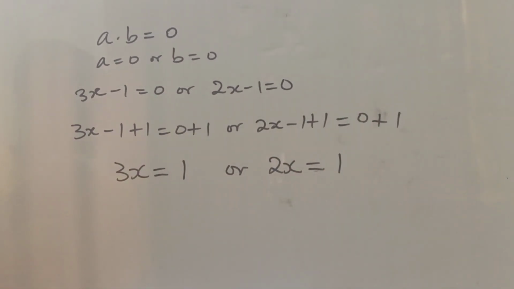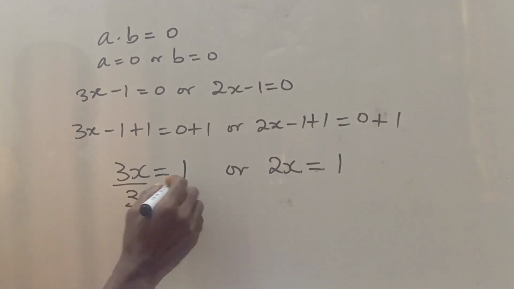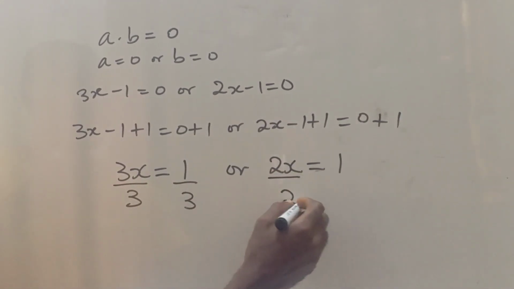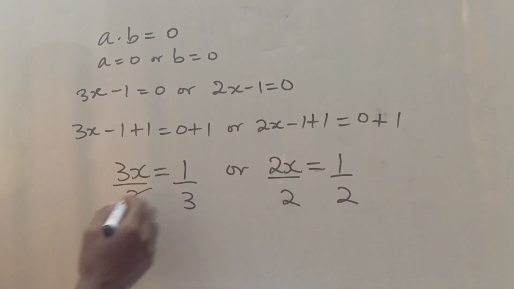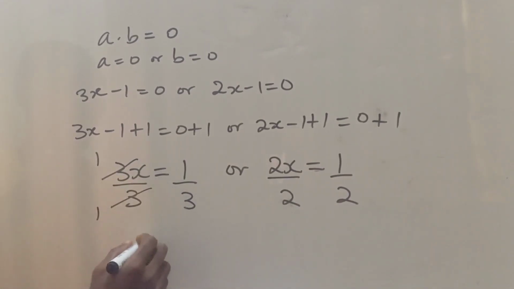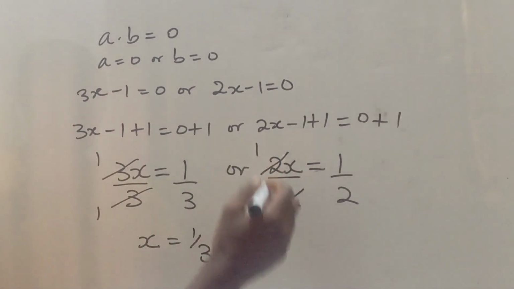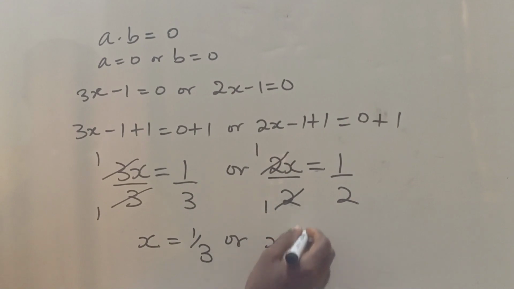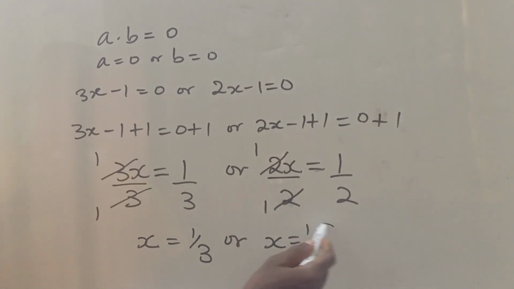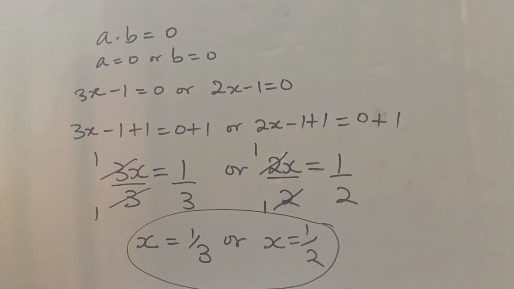Now at this point, I'll divide this by 3, and this by 3, and the other by 2, and the other by 2. So this will cancel out, I'm left with x as 1 over 3. Or this will cancel out, I'm left with x as 1 over 2. So the solution to the given problem on the board is x equals 1 over 3 or x equals 1 over 2. You can substitute it inside the given question to check if the answer is correct.